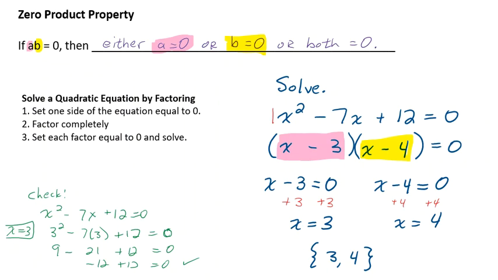So the steps that we're using to solve a quadratic using factoring: first, we need to make sure there's a 0 on one side of the equation, and that's because the zero product property needs to be equal to 0. Then we're going to factor. And the reason we're going to factor is because we need it in the form of this a times b, and that's what the factoring does. Then we're going to set each factor equal to 0 and figure out what values of x will make that equal 0.